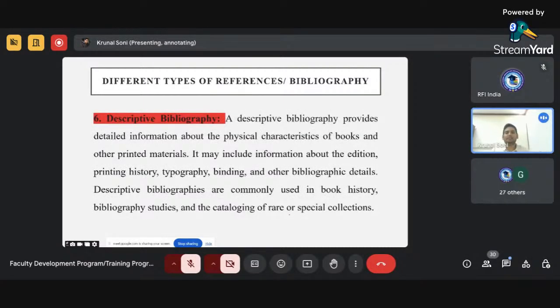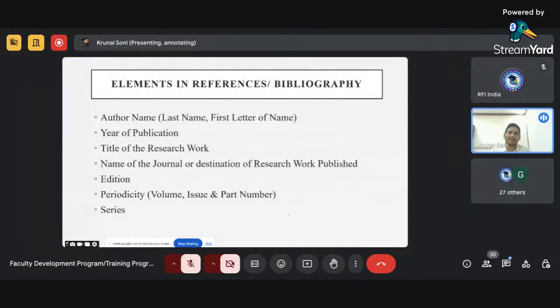Descriptive bibliography, you will provide some historical background of the author, his work, and the special collection that he has made in his research. That means you are trying to describe his research contribution in 3 to 4 lines as part of descriptive bibliography. So what are the elements of references in bibliography ultimately?